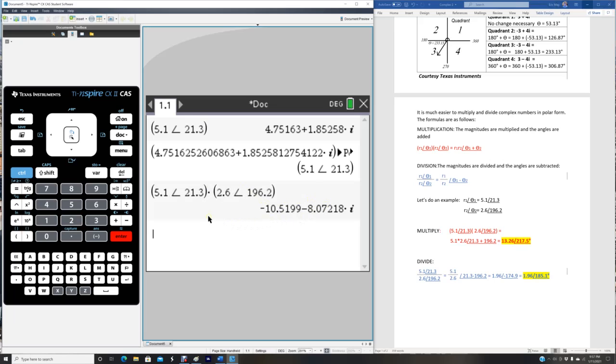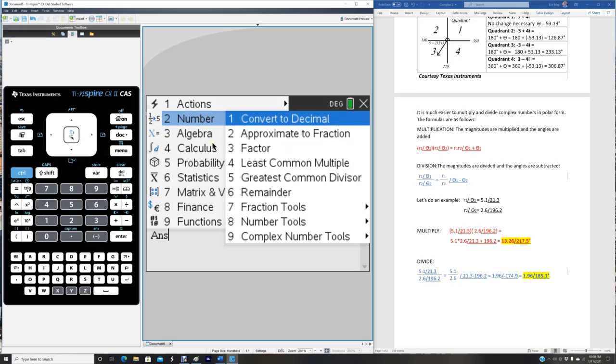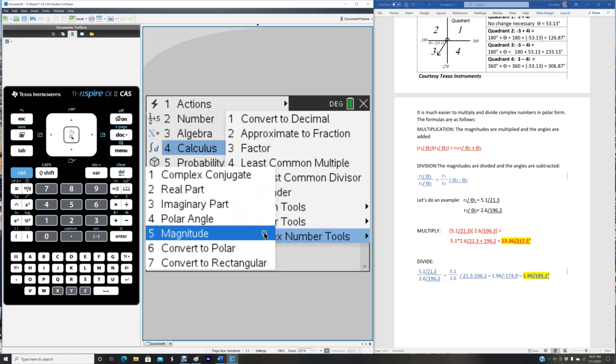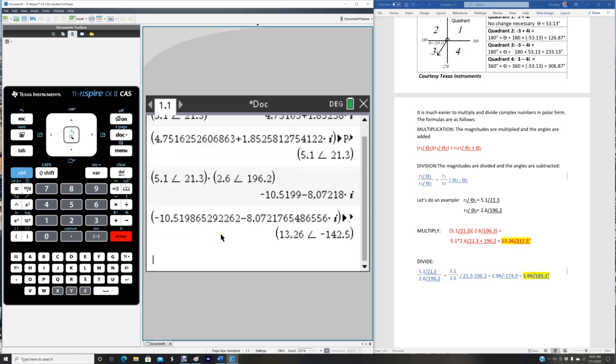Again, very easy to switch to polar. And to do that is very simple. Hit control and answer, then go to menu, number 2, number 9, complex number tools, convert to polar, and enter. And there it is, 13.26, and it gives it at negative 142.5 degrees.